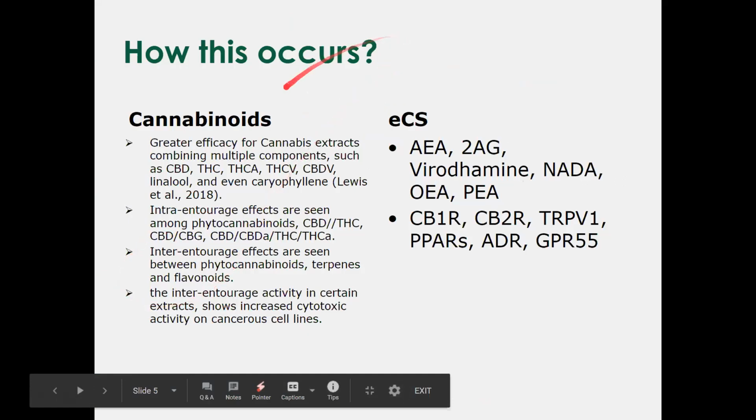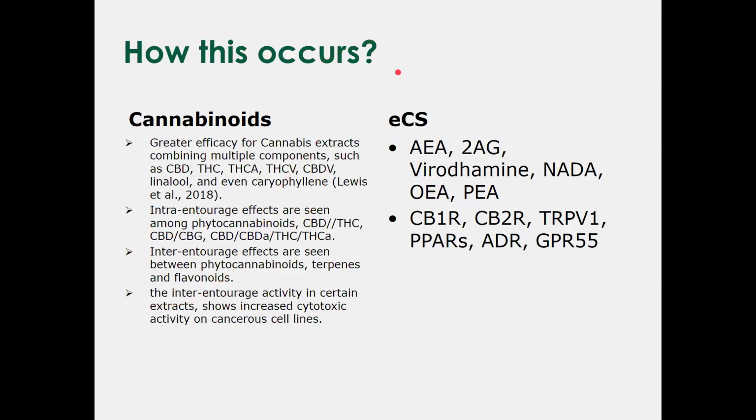Now, how does this occur? How does this happen? So there is a synergy within the endocannabinoid system, and there is a synergy because of the cannabis plant. In the endocannabinoid system, we know that there is anandamide, AEA, 2-AG, virodhamine, NADA, OEA, PEA. I'll deal with that when we do the extended endocannabinoid system once again.